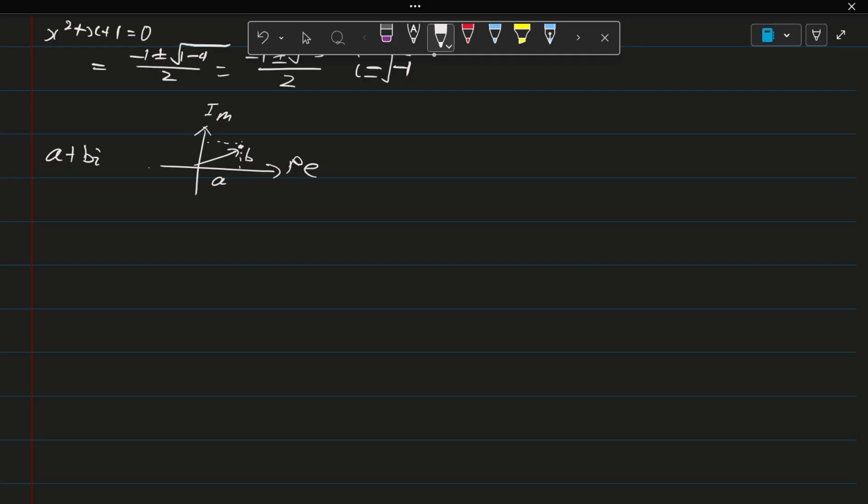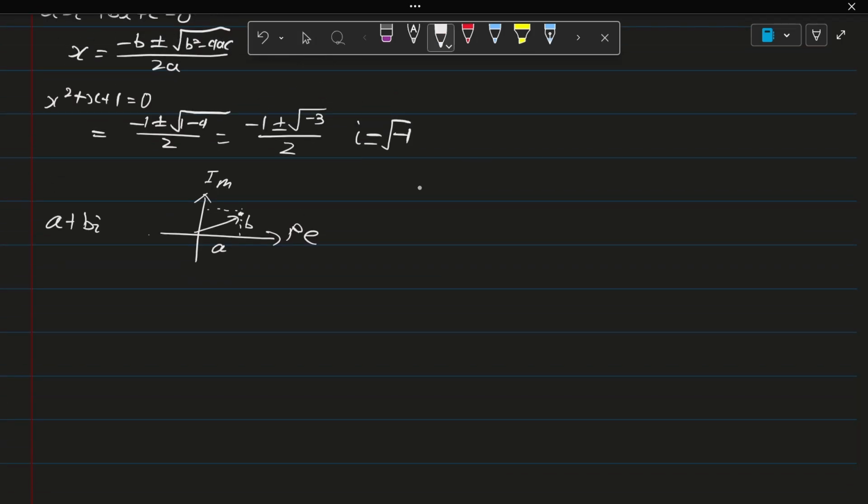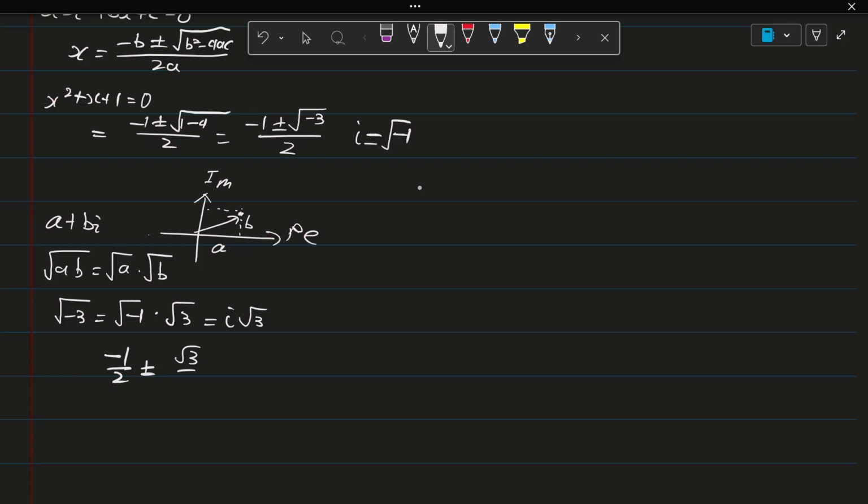So let's try to express the negative 1 plus or minus the square root of negative 3 over 2 into this Cartesian form. To do that, we need to observe a property of the square root. The square root of ab must be the square root of a multiplied by the square root of b. This is always true. So we could express this as the square root of negative 3 is equal to the square root of negative 1 times the square root of 3, or this is i square root of 3. That means that our solution could be written as negative 1 over 2 plus or minus square root of 3 over 2 times i. And this is the Cartesian form of the complex number.